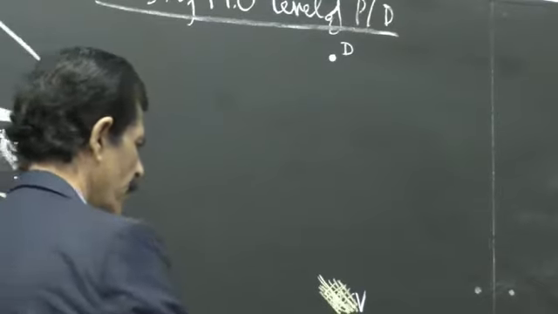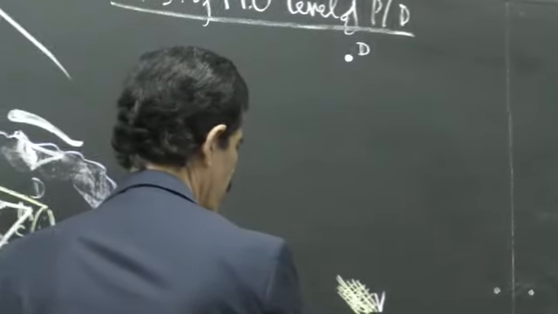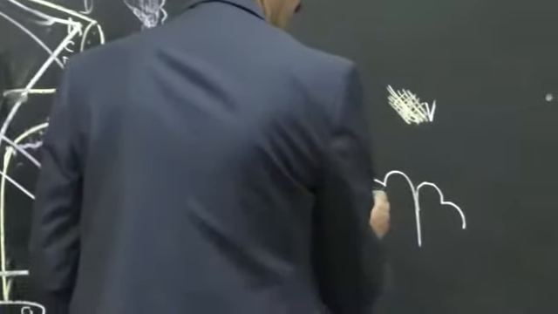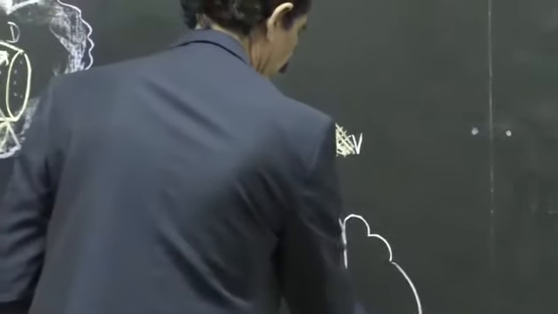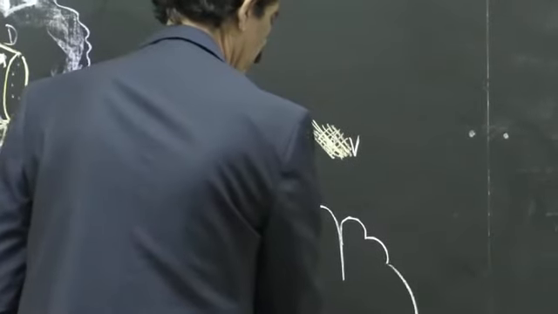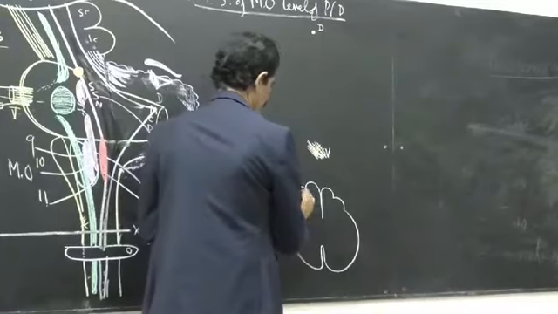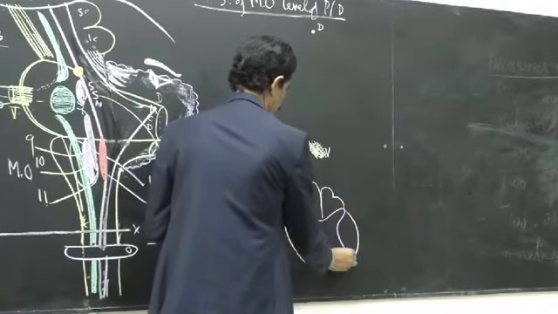And before that, we should know the spinal cord. We have done the spinal cord as well. We know this is the gray matter, the white matter outside. The gray matter has a shape.